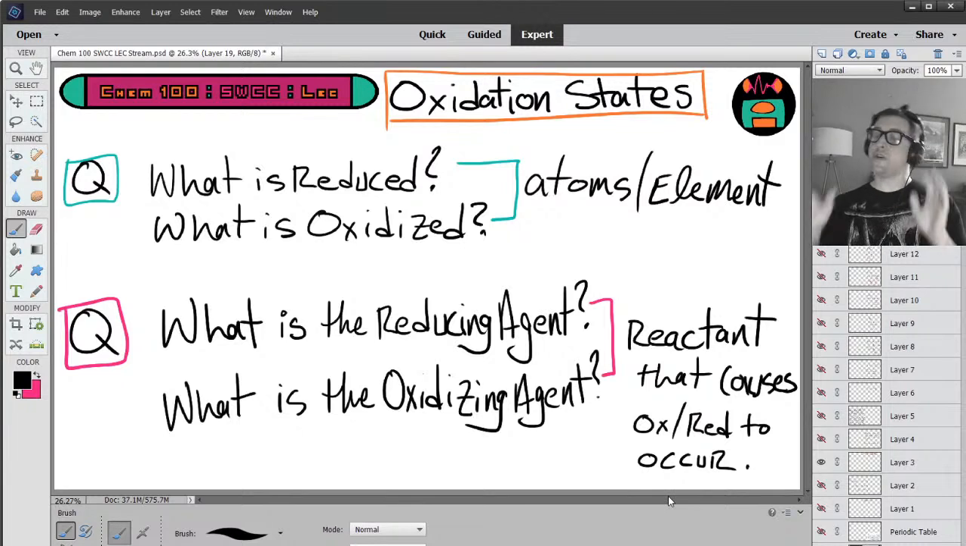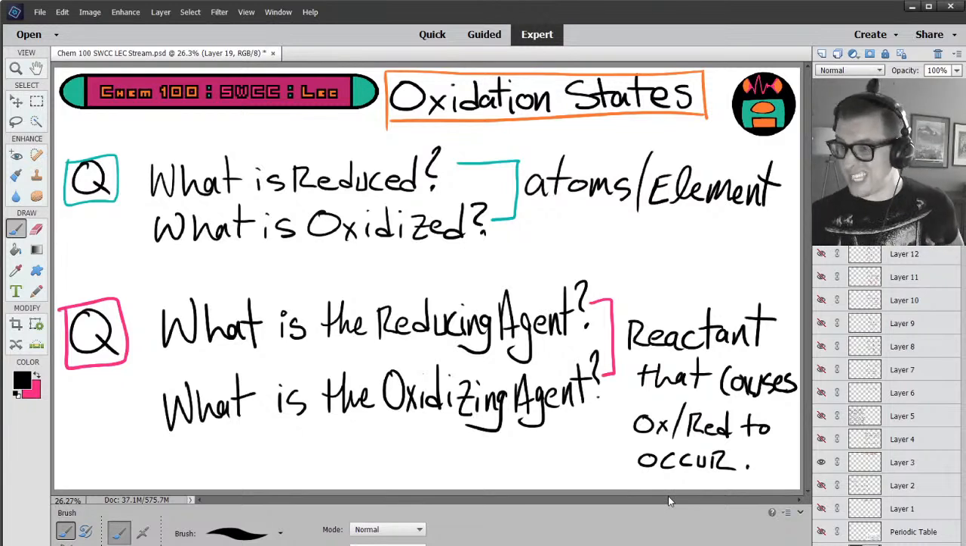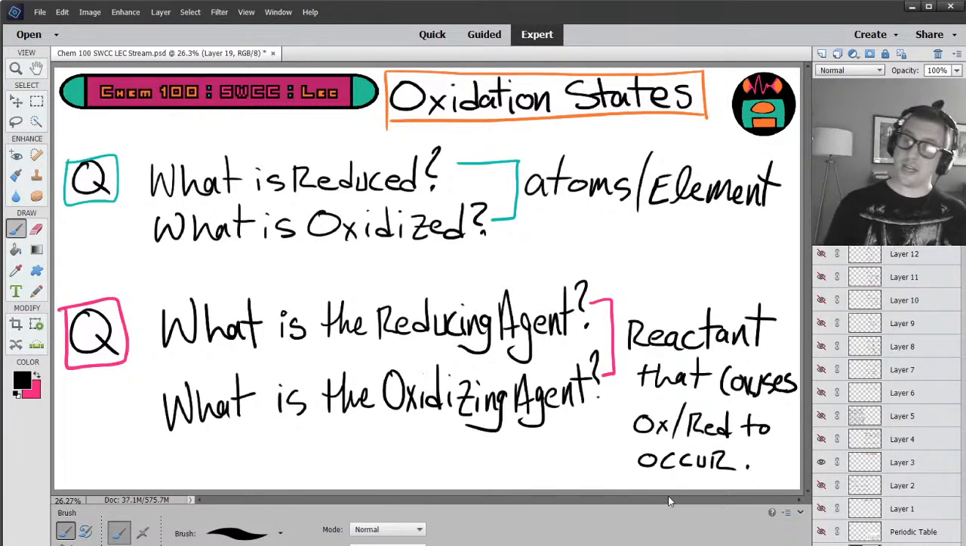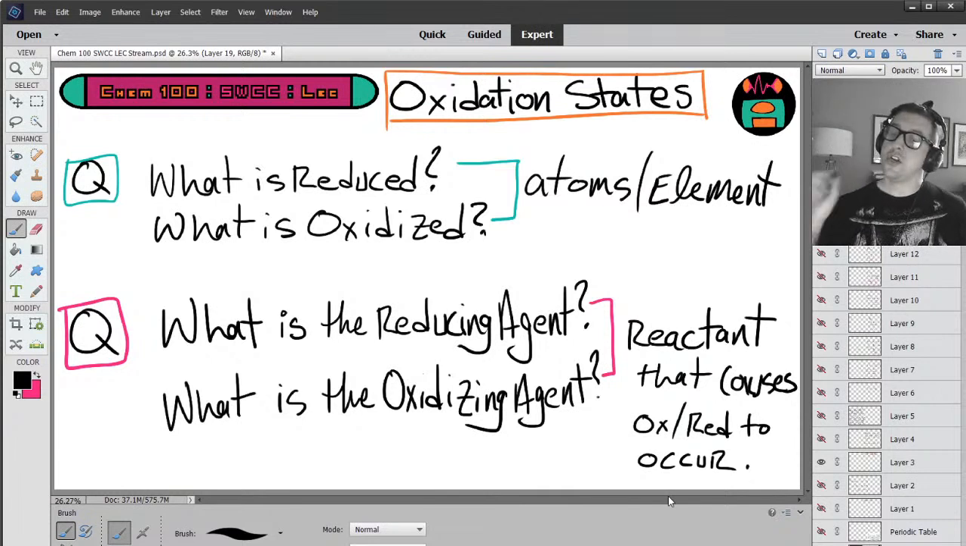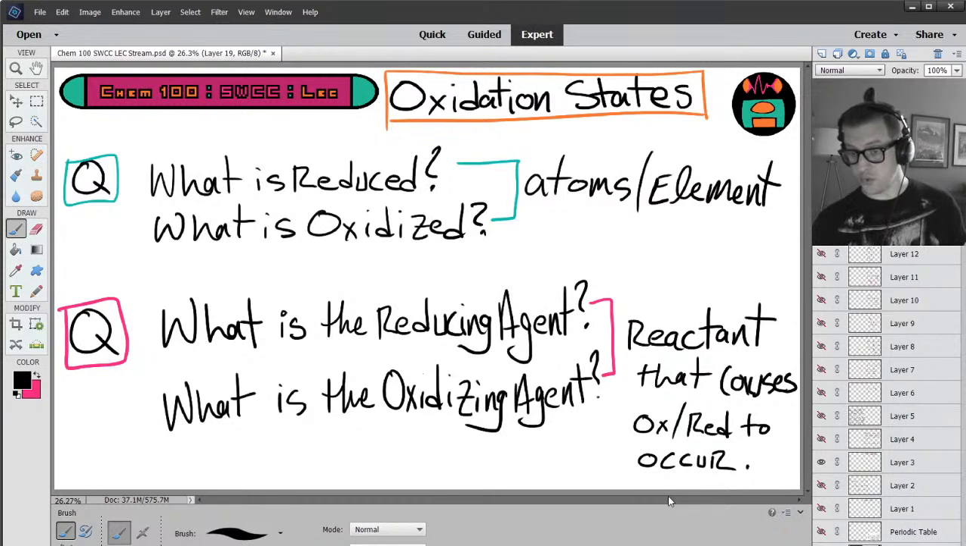All right. So when you're asked what is reduced, what is oxidized, it's the atom or element that's changing oxidation state. When you're asked what is the reducing agent or what is the oxidizing agent, your answer needs to be the reactant that causes the oxidation or reduction to occur. Now we're going to do several problems where we get reps in with these, so it will become more familiar as we do some of these problems.